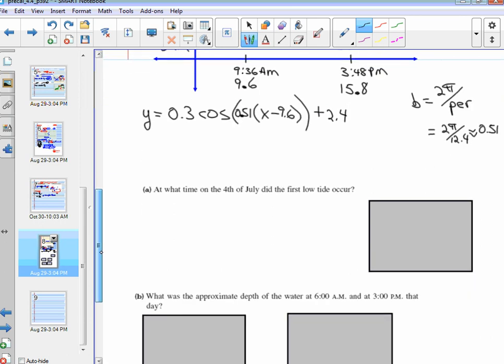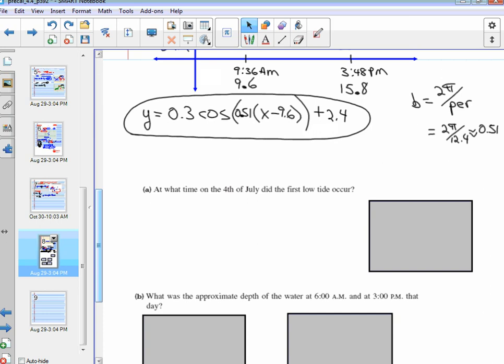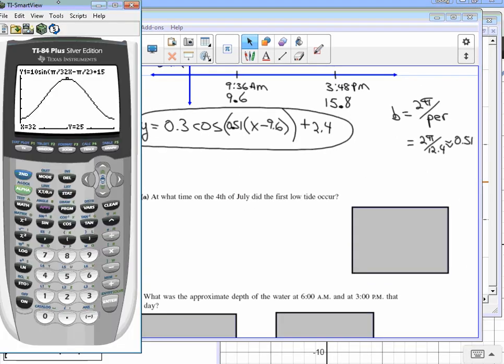That's the formula. I could multiply it in. Let's just leave it in this form right over here. Let's enter it in our calculators. So y equals cosine.